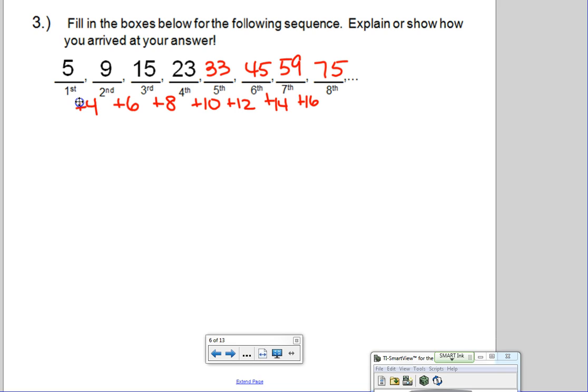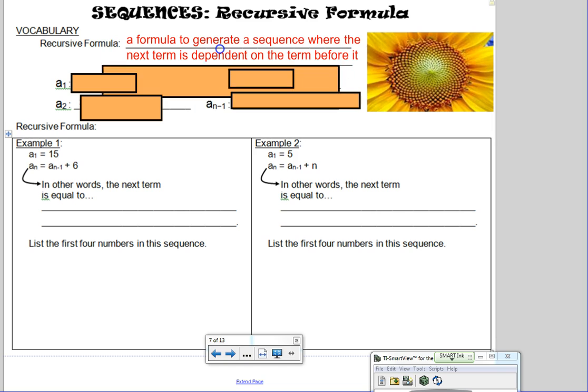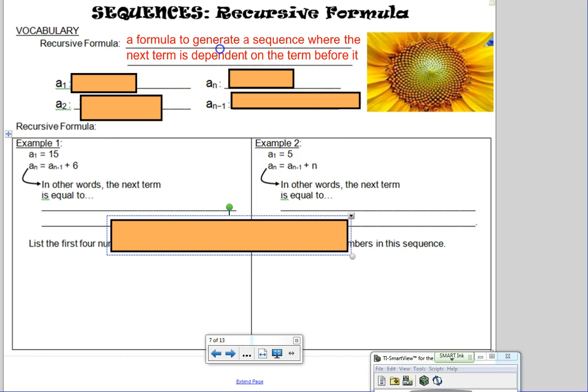We could generate this pattern using what's called a recursive formula. So a recursive formula is a formula to generate a sequence where the next term is dependent on the term before it.